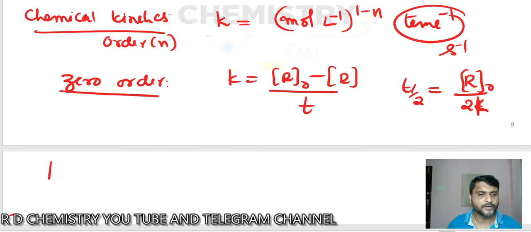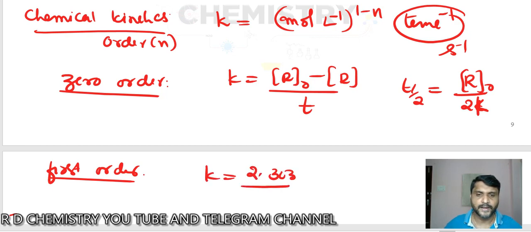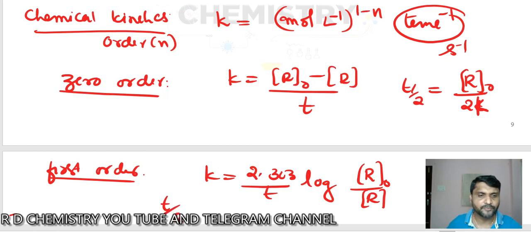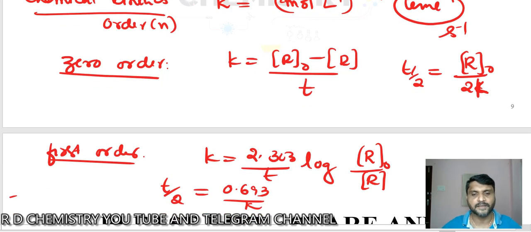And if you go for the first order reaction, we have the integrated rate equation, K is equal to 2.303 divided by T log of R naught divided by R, right? Or the half-life of the first order reaction is equal to 0.693 divided by K, correct? That is divided by K. We have to remember divided by K, right?